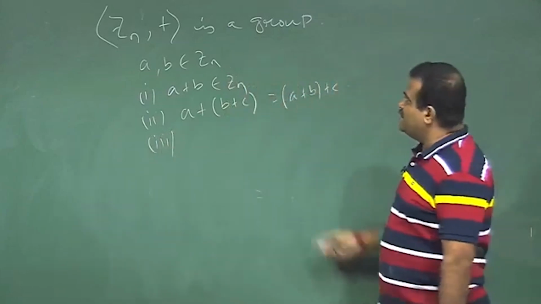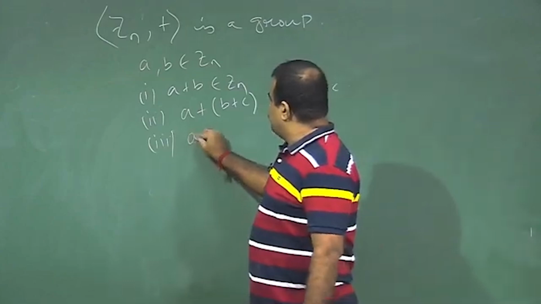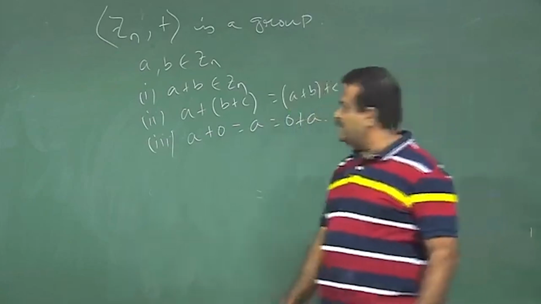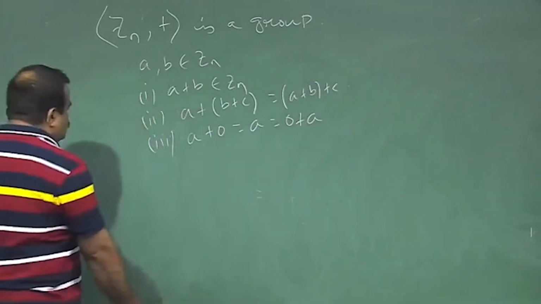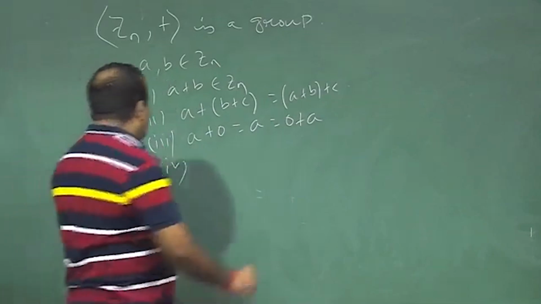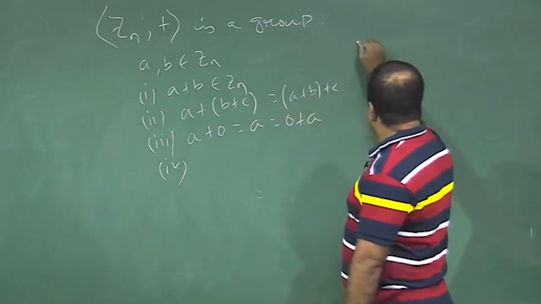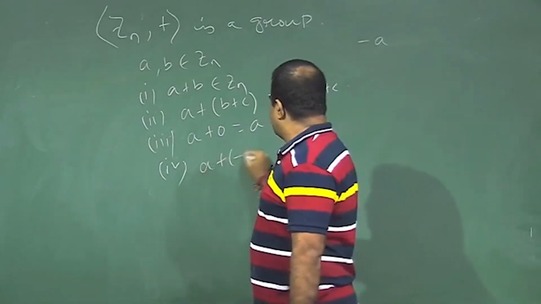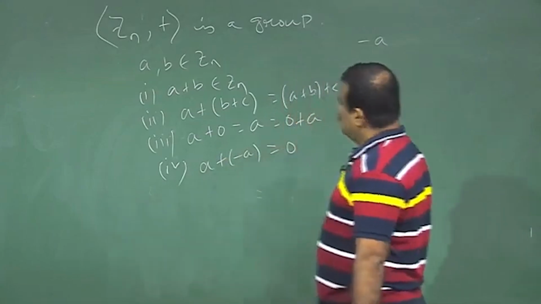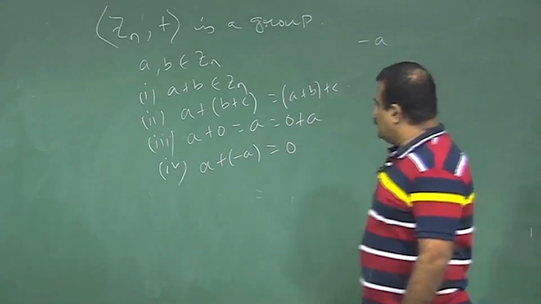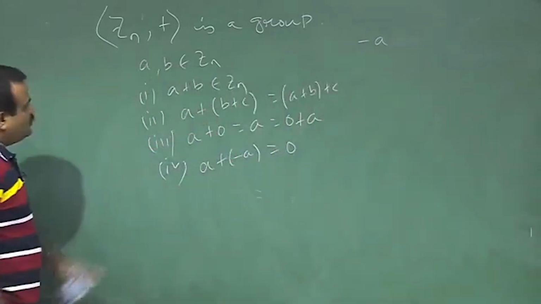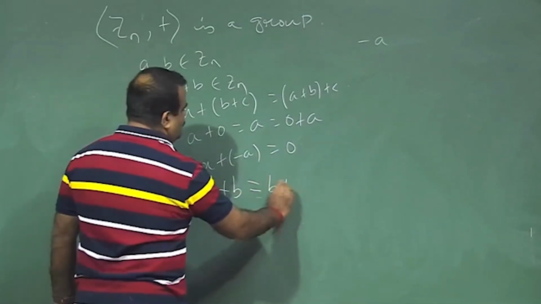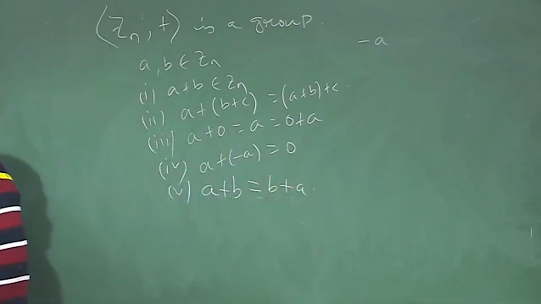identity element. So the identity element is basically 0. So a plus 0 is basically a, which is equal to 0 plus a. So this is the identity element. Then the existence of inverse: for each a we have minus a, which is minus a mod n. So a plus minus a is equal to 0. Okay, so this will form a group, not only a group, it is an abelian group. That means a plus b is also equal to b plus a. It is an abelian group.